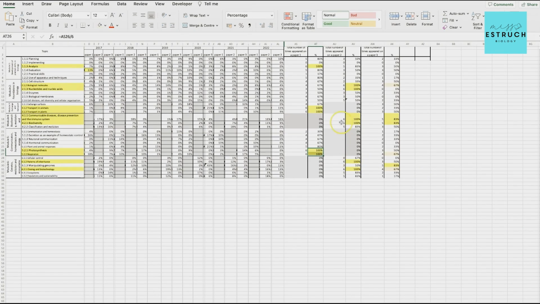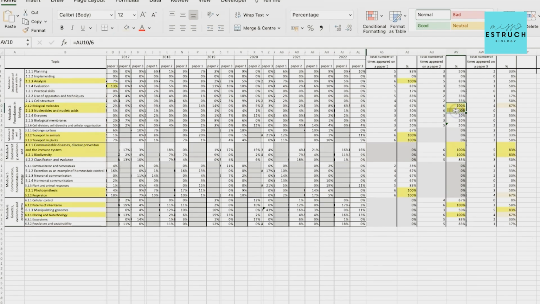If we then go and have a look at paper 2, for paper 2, the topics that came up every single year were biological molecules, nucleotides and nucleic acids, as well as communicable disease and biodiversity, and also patterns of inheritance and cloning and biotechnologies. Now, partly you do have a lot of these topics assessed as a small percentage because it's in the multiple choice, but those have come up every year.